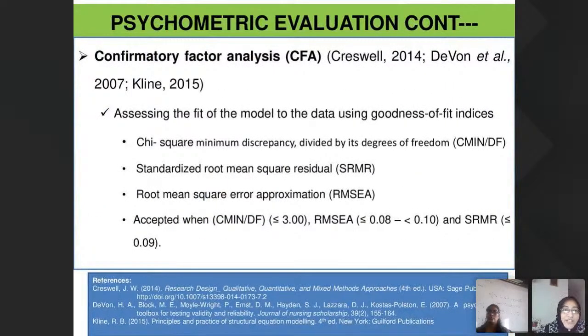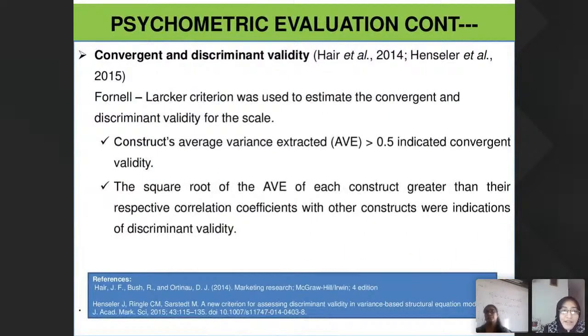For the CFA, confirmatory factor analysis, we want to assess whether it fits the model to the data using the goodness of fit indices, which are the SRMR, the RMSEA, and also the CMIN over DF, with their respective ranges. Under the convergent and discriminant validity, we are using the Fornell-Larcker criterion to estimate the convergent and discriminant validity for the scale. If the construct average variance extracted is more than 0.5, we will indicate it as convergent validity.